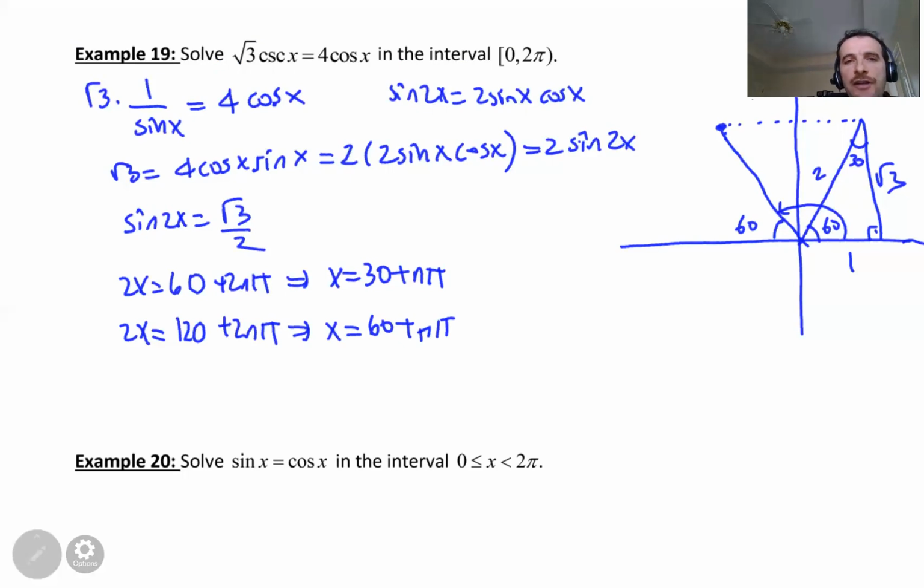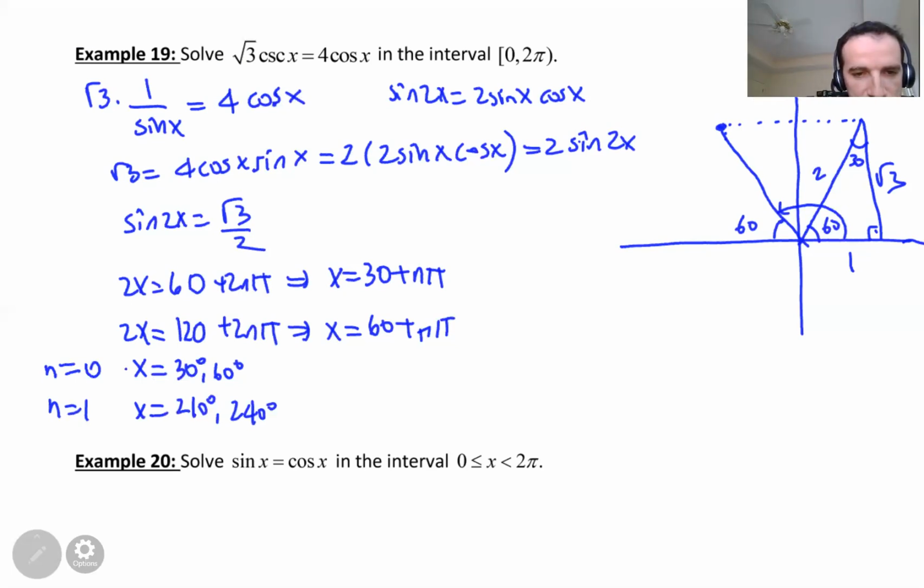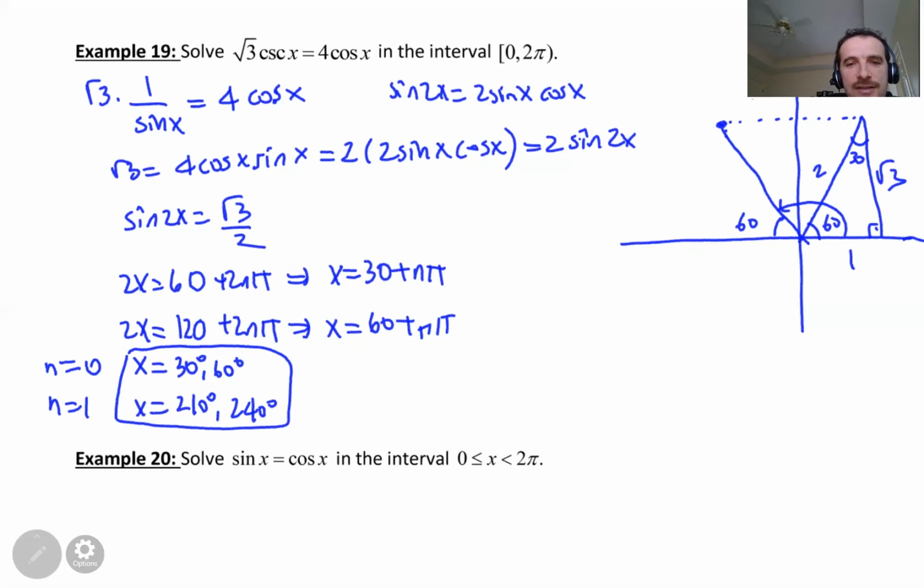Now, we have to find the solutions that fall into this interval, right? To do so, I will just plug in a couple of n values. And as always, start with n equal to 0. x is equal to 30 degrees and 60 degrees. And when n is equal to 1, what do we get? x is equal to 30 plus 180, 210, and 60 plus 180, 240. If I pick n equal to 2, it will exceed 360, right? So these are all solutions. I hope it is clear for everyone. Let's continue.